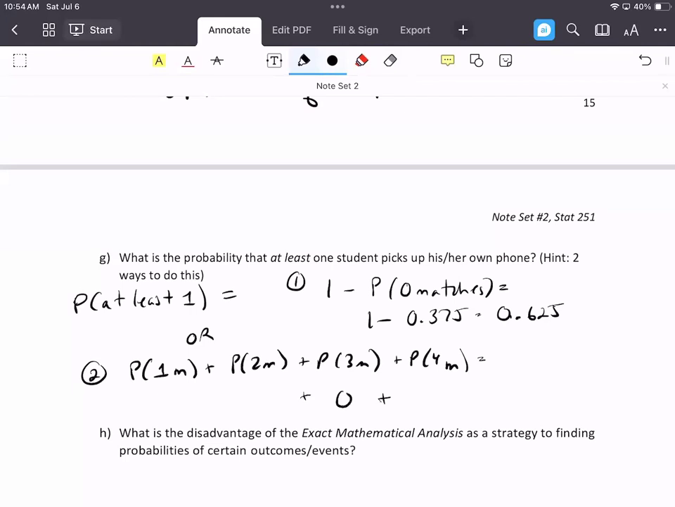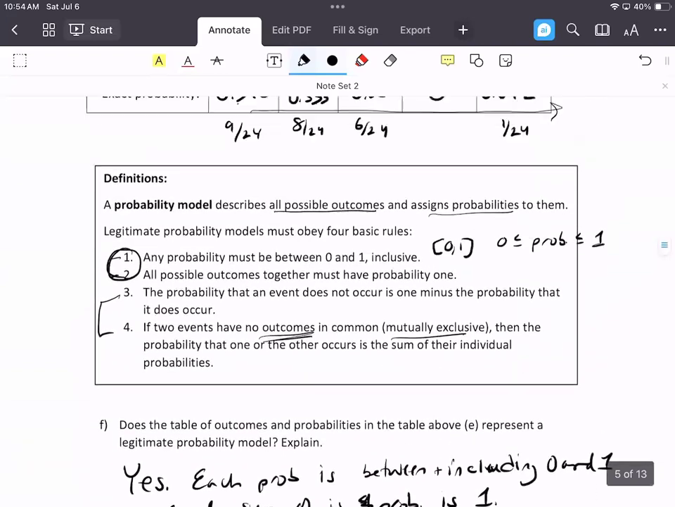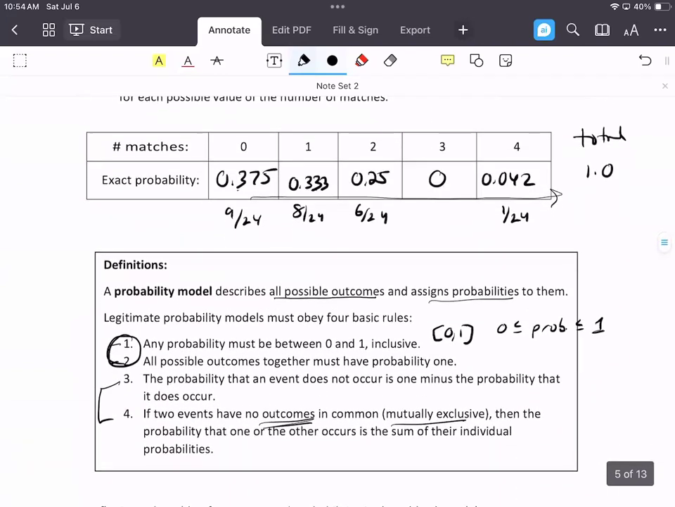Now, if you have exactly one match, can you have exactly 2 matches at the same time? No, you either have 1 or 2. So this is called the addition rule. And once again, we'll talk about that more later in this note set. But if we add them up, we would literally just take the values right from the table and add them together.